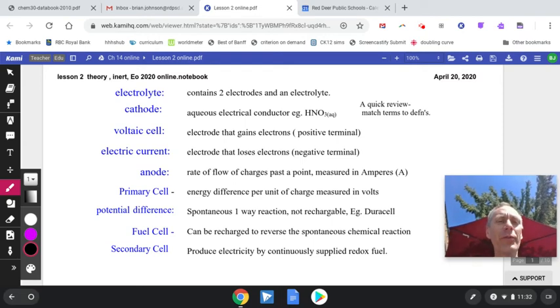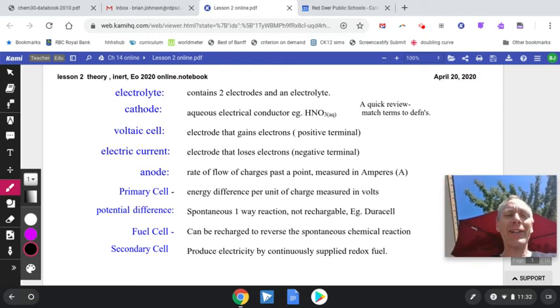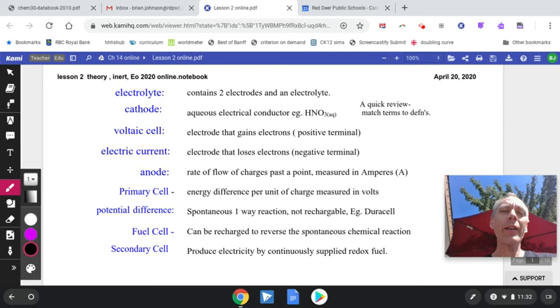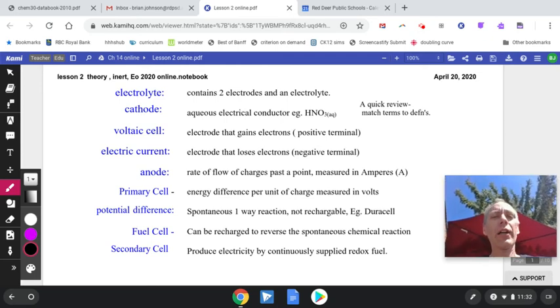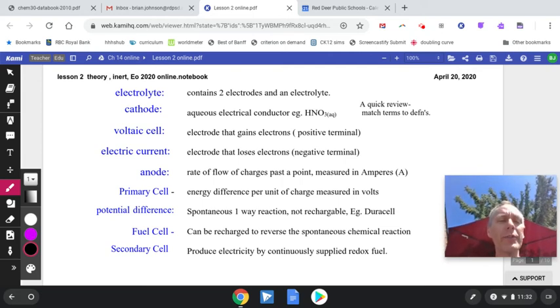So hopefully you were able to get a handle on voltaic cells from yesterday. We're going to review them again today. Today's lesson will just be lots of the same so that by the end of today you really have voltaic cells dialed in. And I thought I'd start off with a quick little review of the vocabulary terms from yesterday.